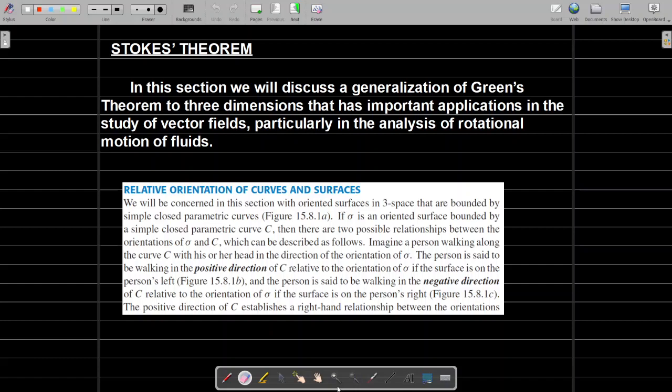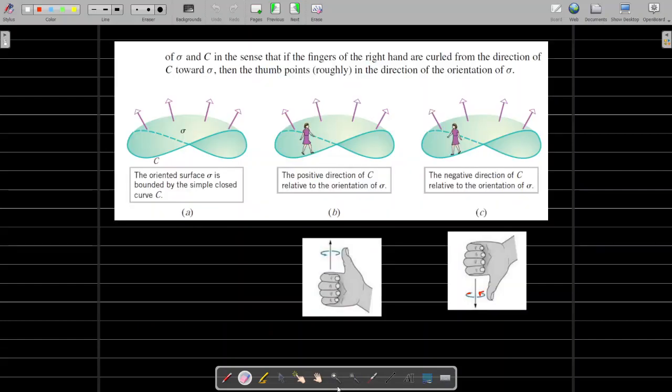First of all, we will have to look at the orientation of surfaces in this scenario. So we will basically be dealing with integrals over surfaces which have either the upward orientation or the downward orientation as shown in these figures.